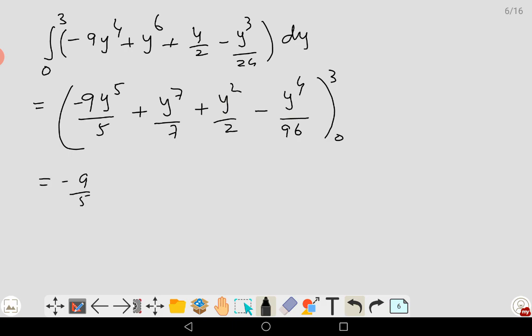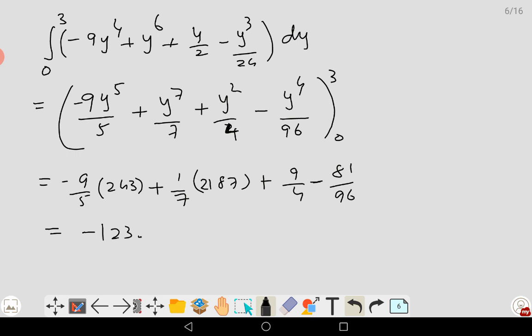Substitute them, you will get minus 9 over 5 times 243 plus 1 over 7 times 3 raised to 7, which will be 2187, plus y square over 2, which is 9 over 4, minus 81 over 96. When you simplify all this, you get negative 123.57. That will be the end of the problem. The textbook has given it as positive, you write this negative actually. That's the end of this problem, and this concludes this chapter.